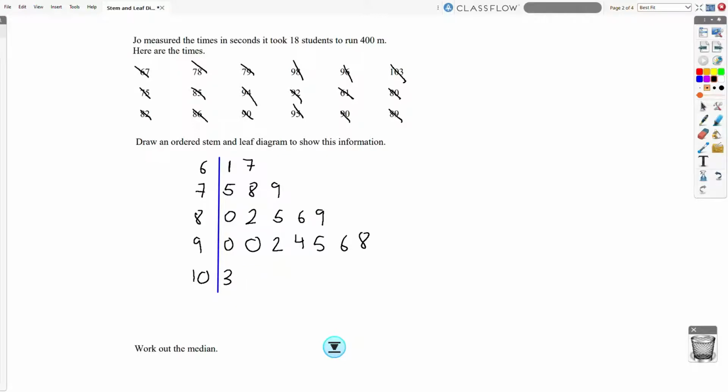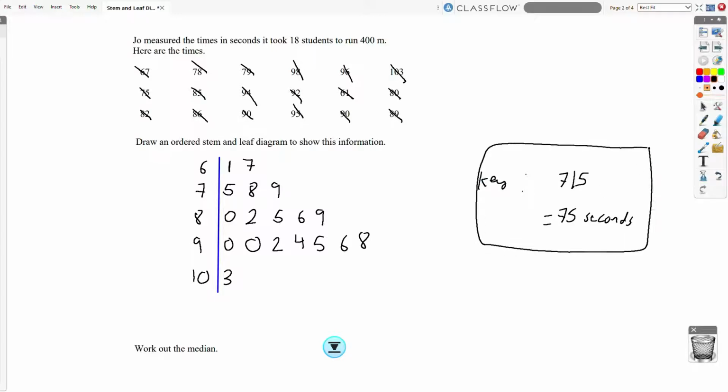The final step, you just need to put a key explaining what the line is representing. So you give an example. You just say 7 line 5 is equal to 75 seconds. And then just put a box around it. It's important you remember to leave the key in your question to get full marks.